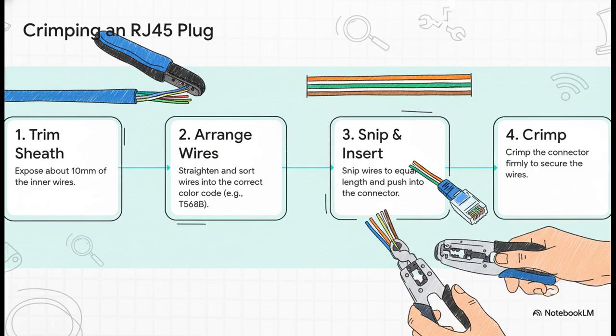This slide gives you a quick rundown of how you'd make your own cable. You just trim the outer jacket, you untwist and straighten out the little wires, arrange them in that T568B color pattern, snip the ends so they're perfectly even, and then push them into the connector and give it a good firm crimp. It's a handy skill that can totally save you in a pinch.